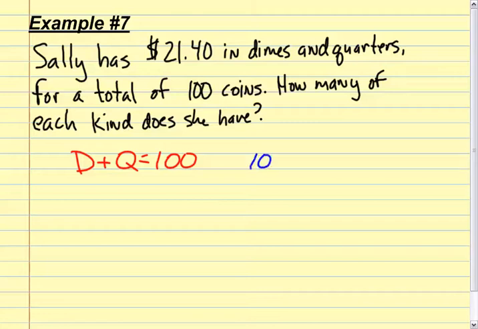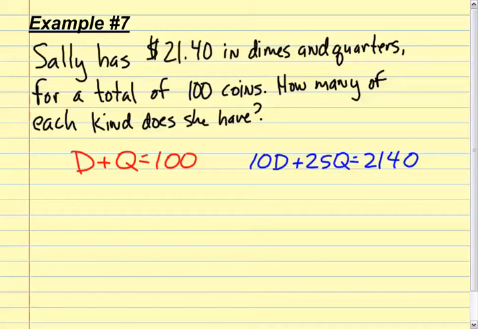It's 10d plus 25q equals 2,140 cents. Excellent. So we don't have to work with the decimals, right? Perfect, Lily. Thank you. Carlos, what do I do now?